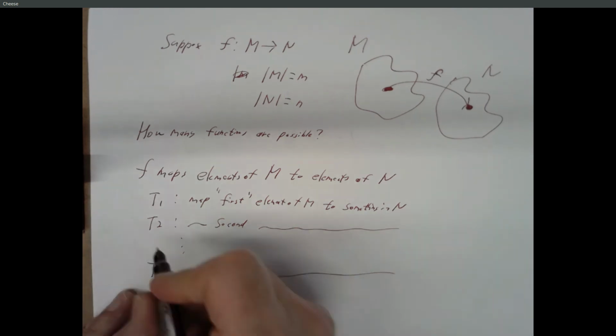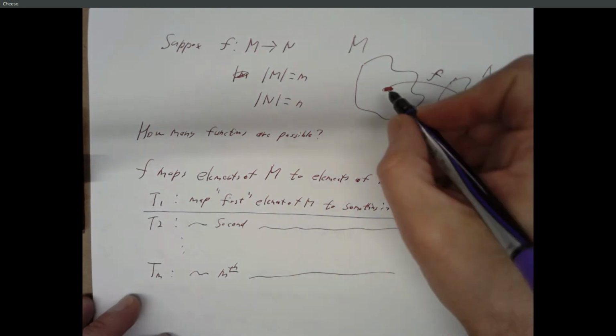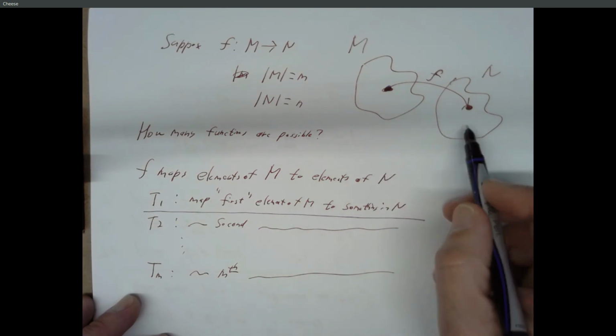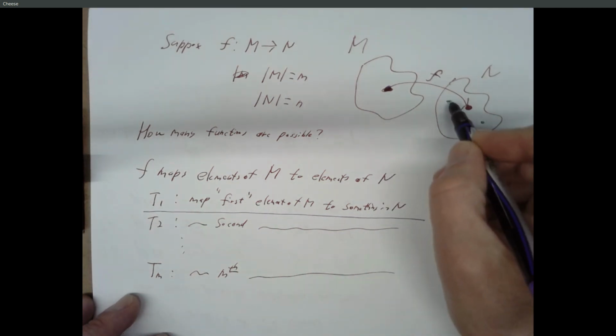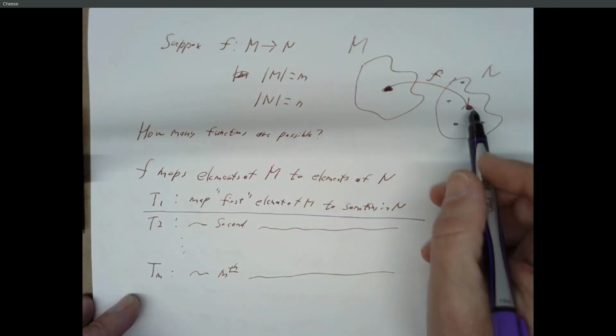Okay, so we're just thinking about task T1. I've got a particular element in mind. I've got this element right here. My task is to say, what does this map to in N? Does it map here? Does it map here? Does it map there? Does it map up there? So how many ways could I answer that question? What is this element going to map to in N?